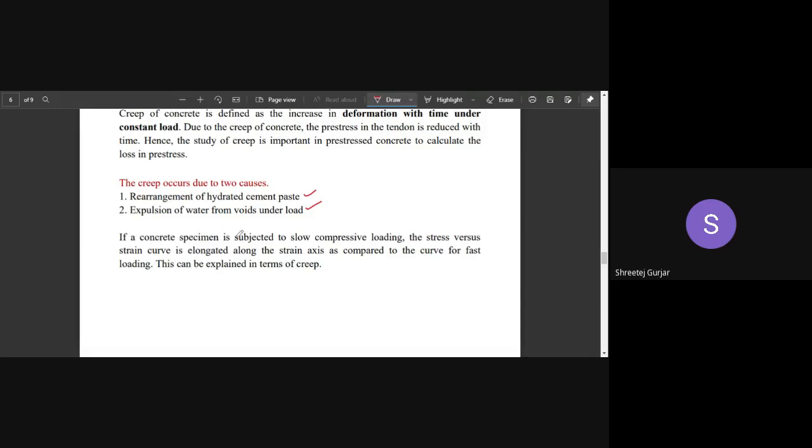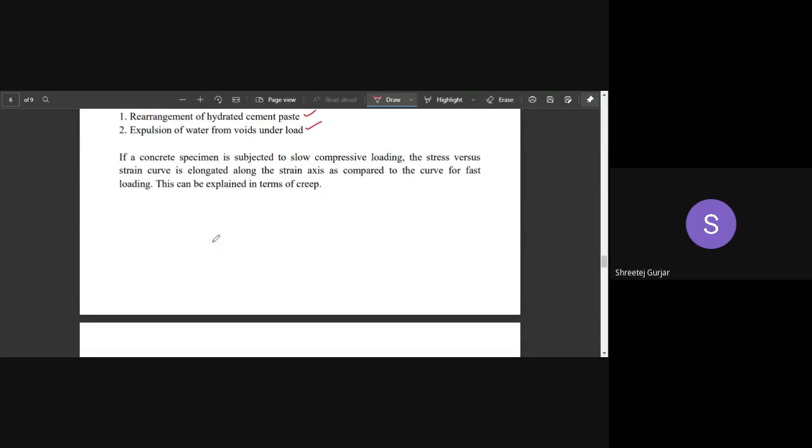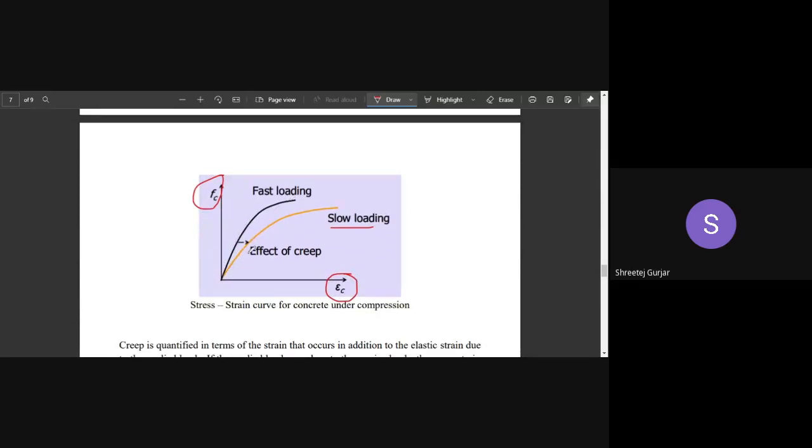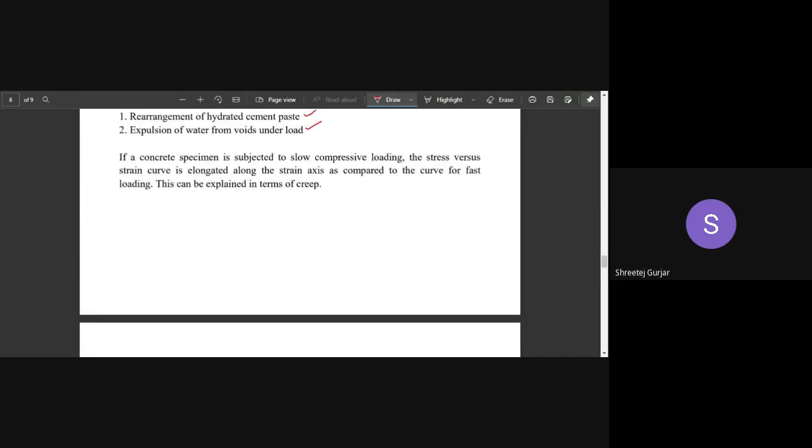If a concrete specimen is subjected to slow compressive loading, the second curve which we have seen, the stress versus strain curve is elongated along the strain axis. Sorry, it is elongated along the strain axis as compared to the curve for fast loading. This curve, which is for slow loading, is elongated along your strain axis. So that is what is explained here.